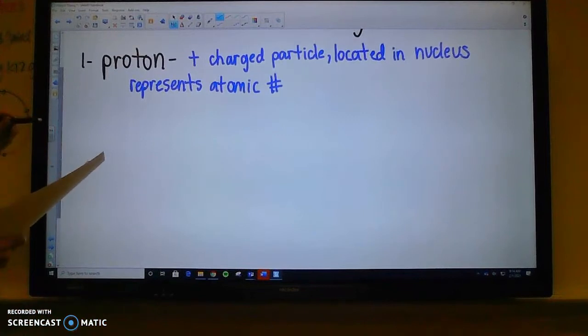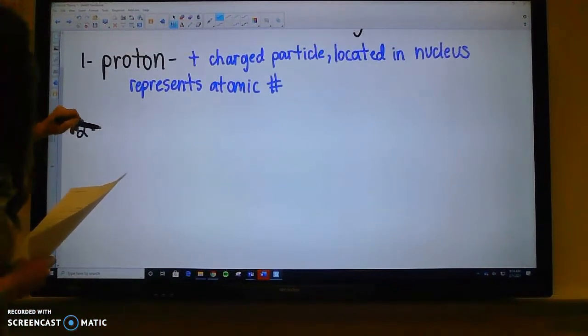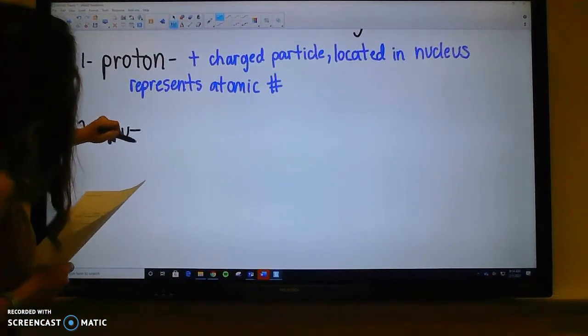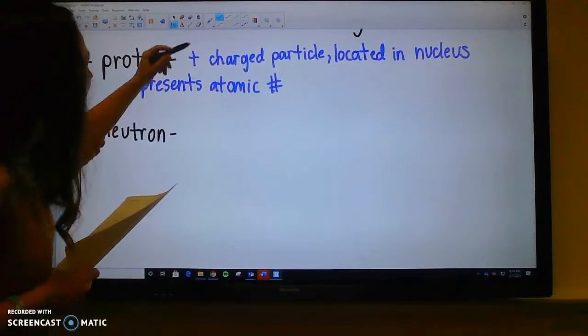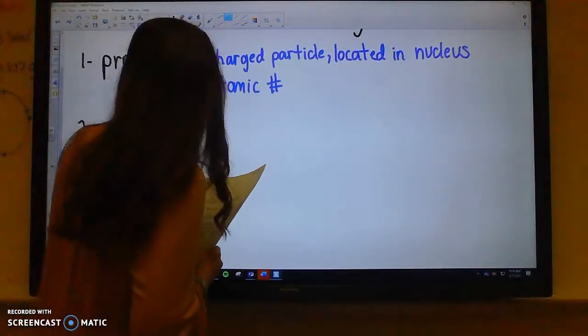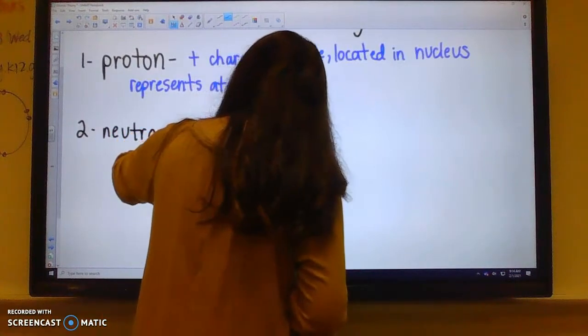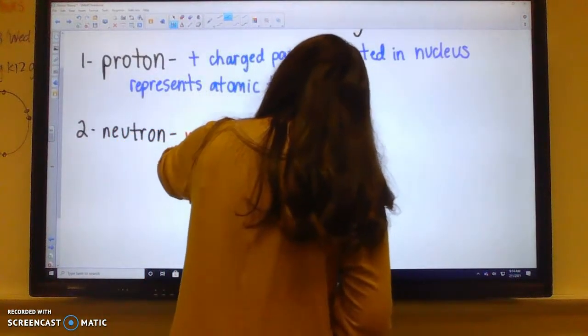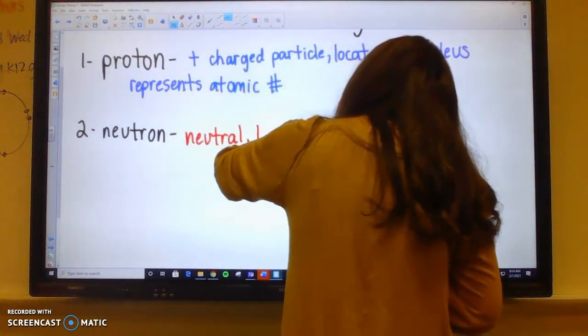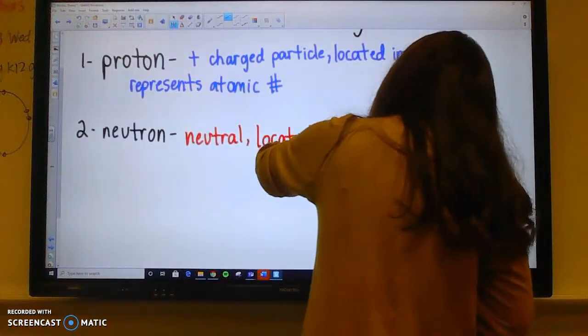So that's the proton. The next one is going to be neutron. What charge is a neutron? Okay, so it is neutral. Where is it located? In the nucleus. Good job.